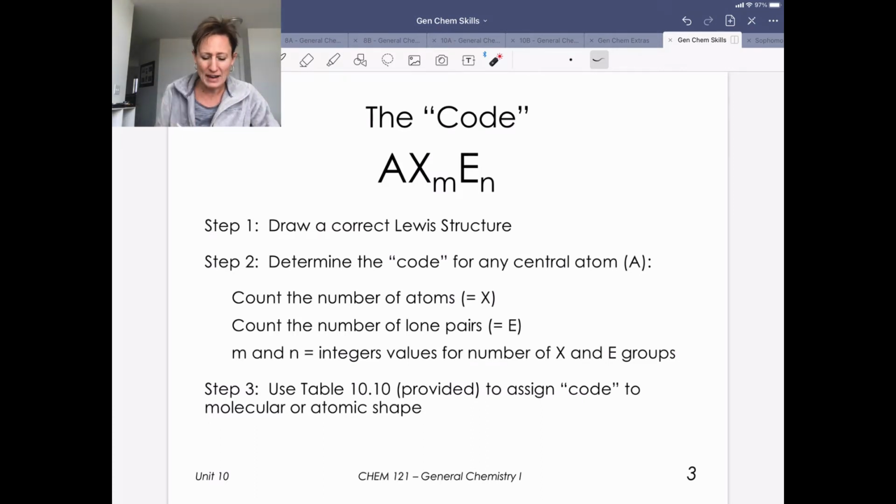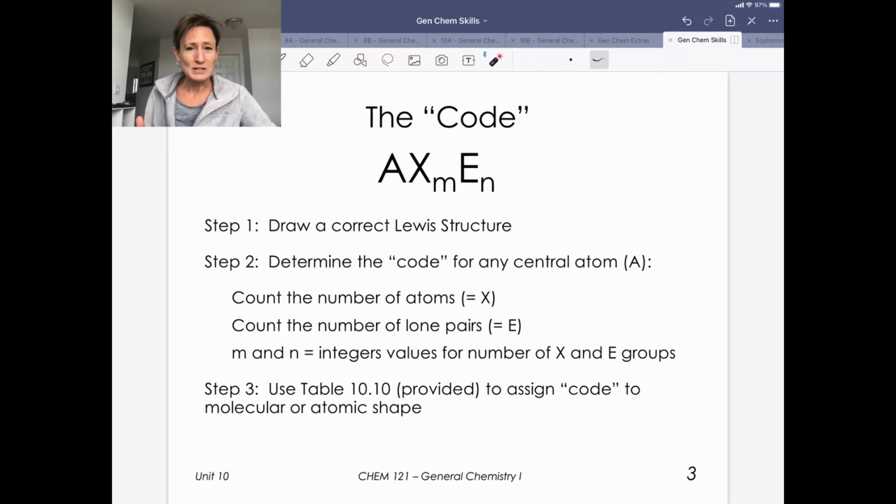So I want to highlight here, when we have a correctly drawn Lewis structure, we have central atoms that we're going to determine as A. So you might have with a larger molecule more than one central atom. Right now, we're just starting out with simple molecules that just have a single central atom. So that central atom is going to be referred to as A in this code. What we really then do is we just count the number of atoms and then the number of lone pairs that surround that central atom. And we create this code. So the code will be AXE, and it'll have subscripts for the number of X's, the number of atoms, and then the number of lone pairs, the number of E's that we have.